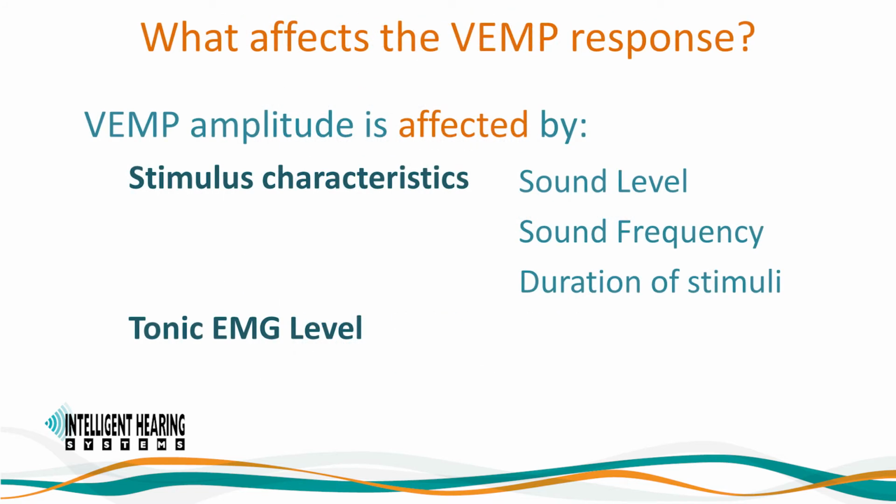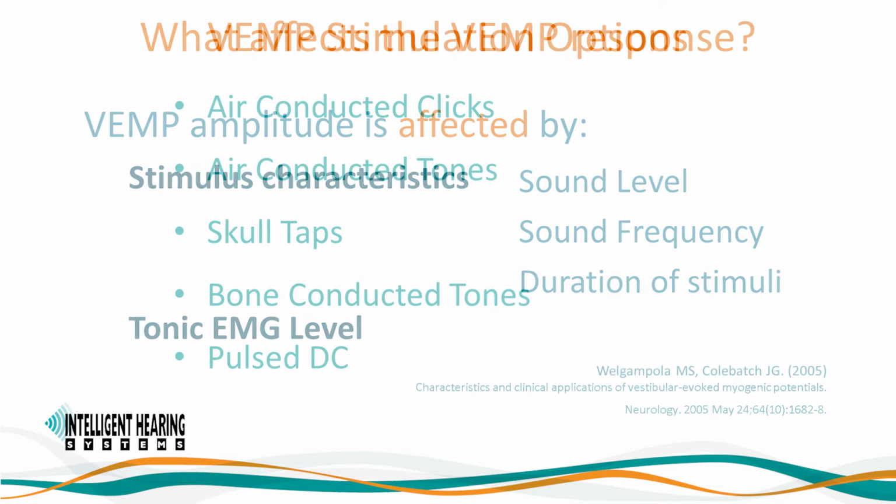Now let's begin to discuss what affects the VEMP response. When we are evaluating a VEMP response, we are typically interested in both amplitude and latency of the response. The VEMP amplitude is affected by the stimulus characteristics, which include sound level, sound frequency, and duration of stimuli. The VEMP amplitude is also affected by tonic EMG level. Please note that the VEMP latency is not affected by stimulus characteristics, but can be affected by neurological impairment.